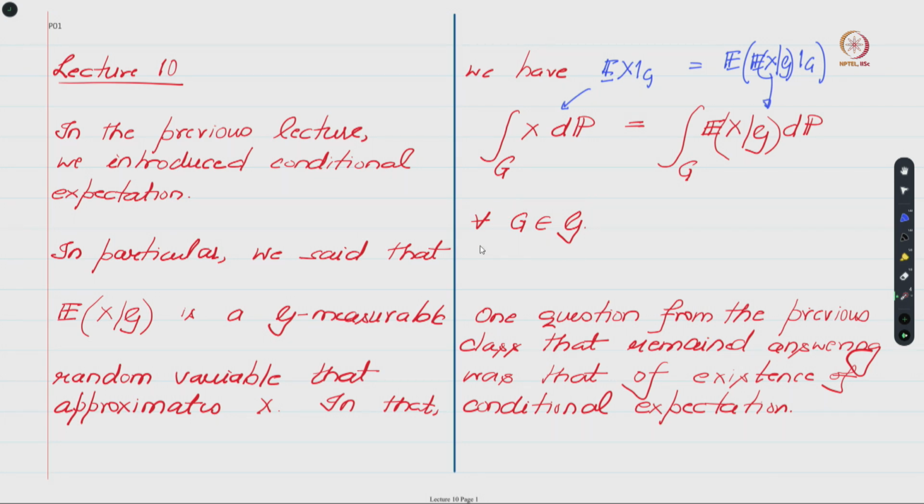So this is what we mean by saying that the conditional expectation approximates X. Whenever we say that, we mean precisely this: that instead of taking the expectation of X times indicator of G, you can take the expectation of the conditional expectation times indicator G. These two things will be the same as long as your G belongs to calligraphic G. So this relation will not hold, or need not hold, outside this calligraphic G.